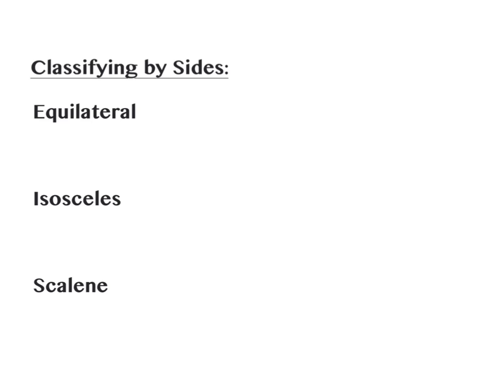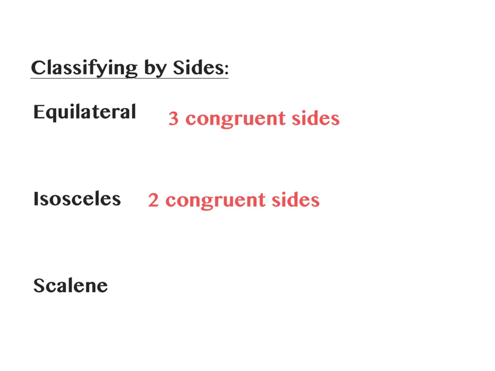So now let's classify by sides. An equilateral triangle is a triangle with 3 congruent sides. An isosceles triangle is a triangle with 2 congruent sides. And last, a scalene is a triangle with no congruent sides. They would be drawn and labeled like this.